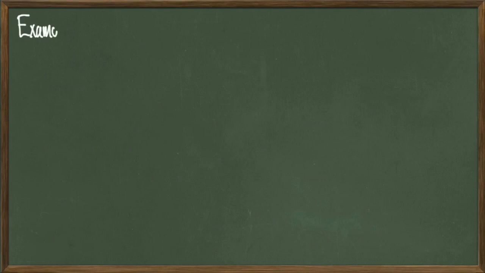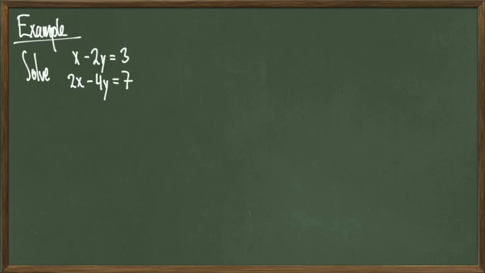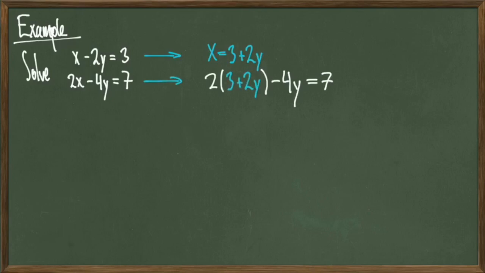For our last example, consider the system x minus 2y equals 3 and 2x minus 4y equals 7. I'll proceed by using substitution, and I'll use the first equation and solve for x. When I solve for x, I get that x is equal to 3 plus 2y. Now I plug this value for x into my equation below. So 2x minus 4y equals 7 becomes 2 times (3 plus 2y) minus 4y equals 7.